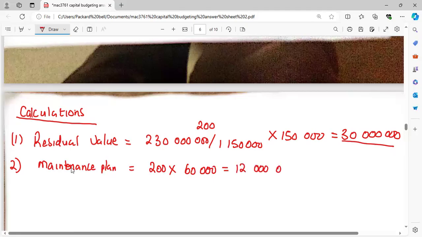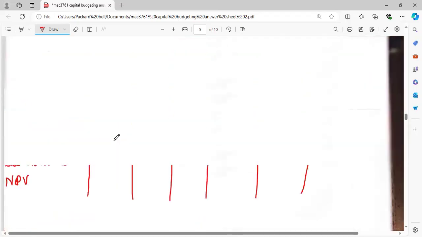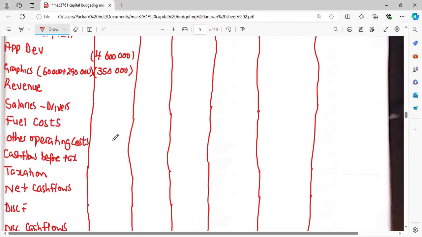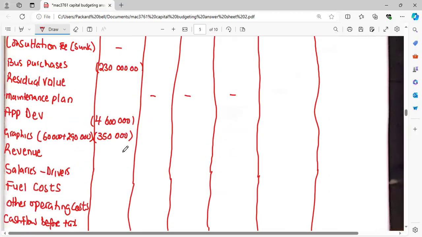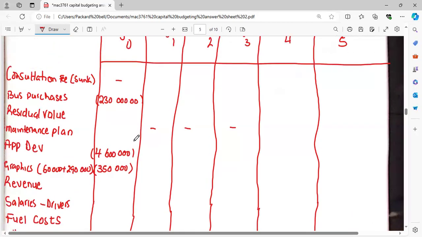On maintenance plan, we should be careful that this is not for every year. That's another thing that we should take note of. It's not going to be for every year because it's going to be renewed after every 3 years. So we only take it into account in year 4. Right, so on maintenance plan, we have our 12 million here.